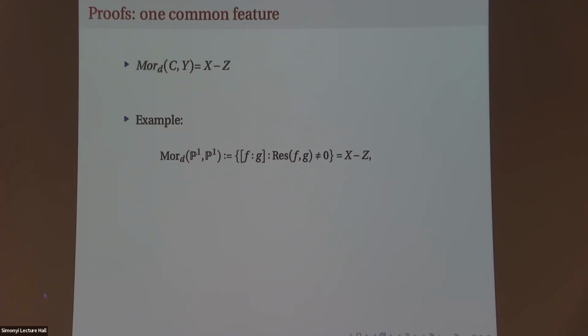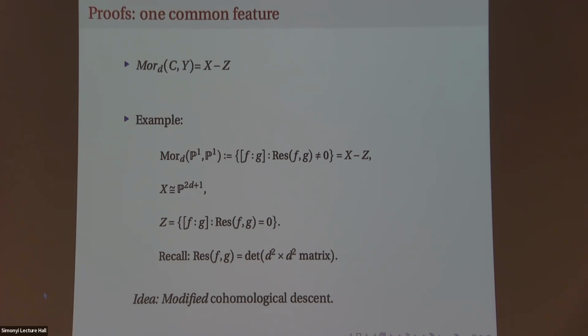So its complement is the resultant zero locus, which is nasty, really, because it's a determinant of this really big matrix, and so its zero locus has a lot of singularities and is a complicated subspace of the projective space. So the idea is that we use cohomological descent, but a modification of it. I will briefly gloss over what the modification is, but not too much.